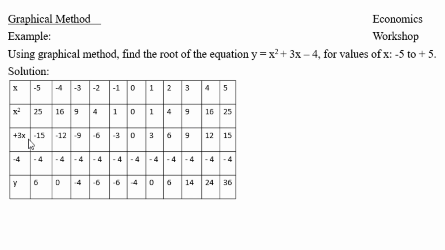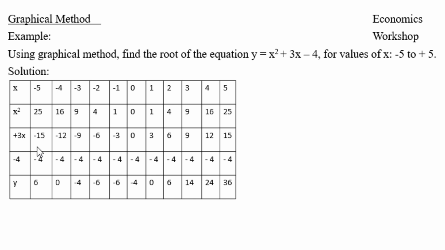Plus 3x means the values of x multiplied by plus 3. So when we multiply plus 3 by minus 5, we have minus 15, plus 3 times minus 4, that's minus 12, plus 3 times minus 2, that's minus 6, plus 3 times minus 1, that's minus 3. We have 0 here, 3, 6, 9, 12, and 15. And this is our minus 4. This minus 4 is constant, so we have to repeat it throughout the whole table.